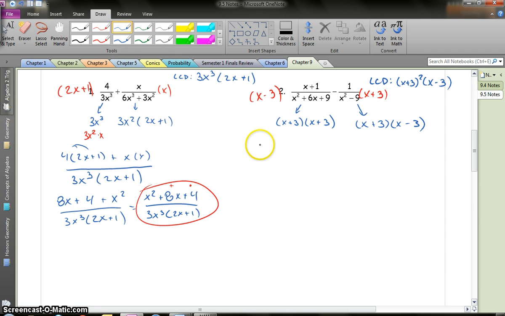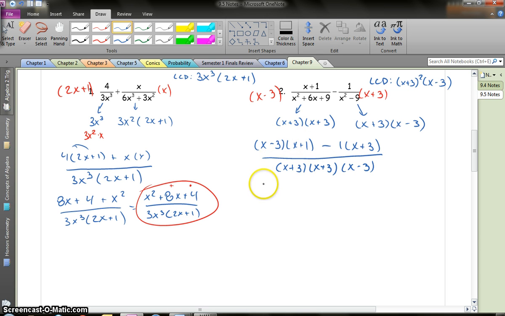Alright, so on the top, you're going to have to FOIL that out. So we have x minus 3 times x plus 1. We're subtracting 1 times x plus 3. And then that's all over your least common denominator. Now, I'm going to write it like this just for explanation purposes. But if you wrote it as squared, that's fine.